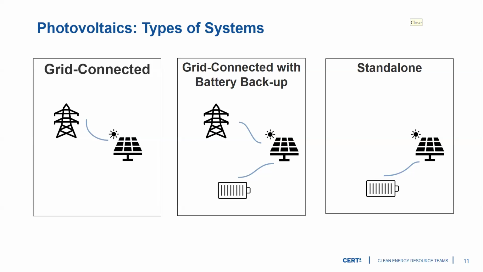The last one is the standalone system. And a standalone system is exactly what it sounds like. It is not connected with the grid. That's your off-grid system. And that's where you have your solar array, your inverters, charge controller, some other equipment, but basically it's your solar plus battery.